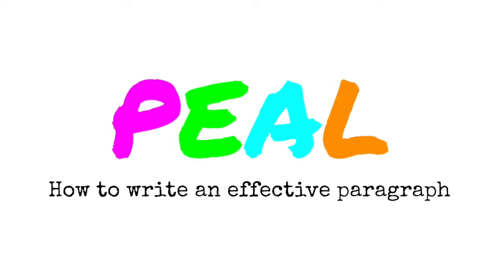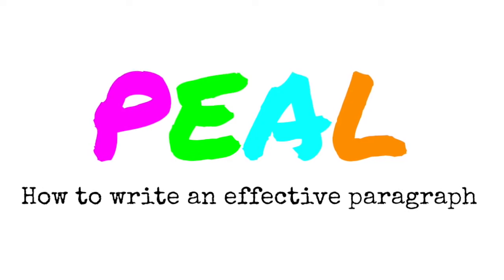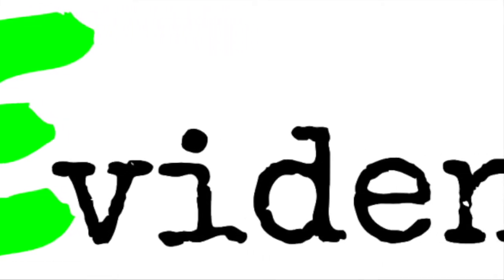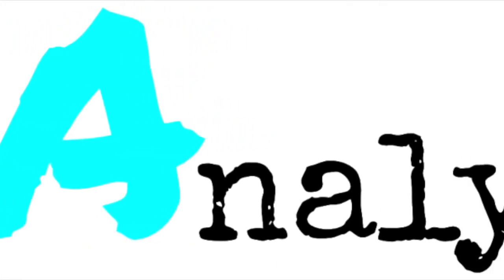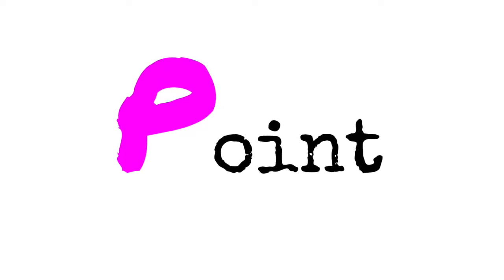Let's talk about the PEAL writing process. PEAL is a structured way to write a paragraph. Each letter of PEAL stands for a different type of sentence that you must write in order to write a full paragraph. P stands for the point, E stands for the evidence, A stands for the analysis, L stands for the link. First, we are going to talk about the P in PEAL.